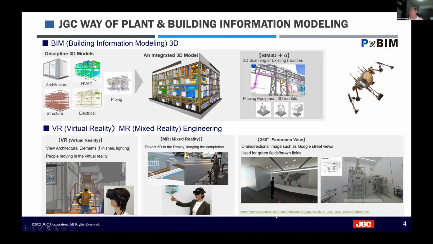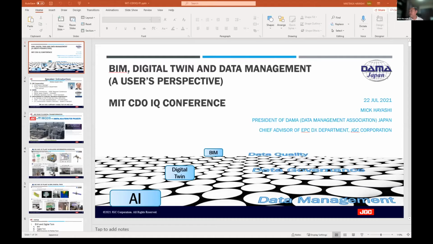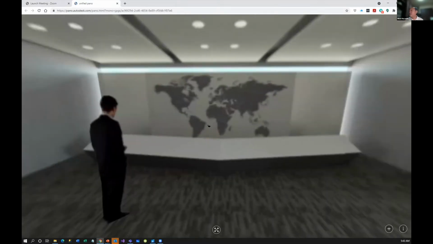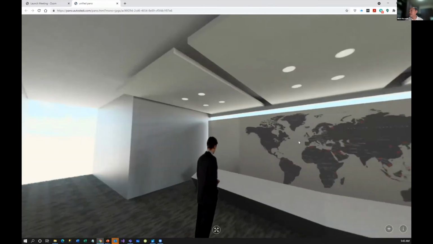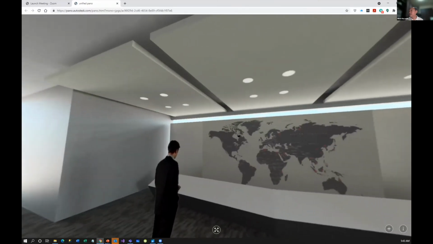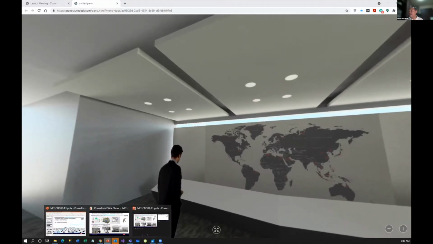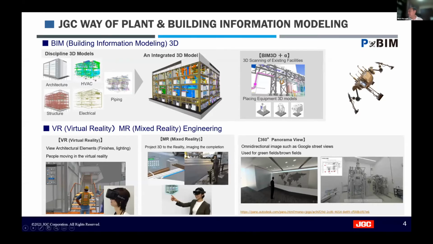Right, you could see this, right? I will show you an example. Can you see this image? All right, this is very simple. Okay, very simple example. Right. And then these, the equipment models. Right, so this 360-degree panorama view is used for greenfield and brownfield.